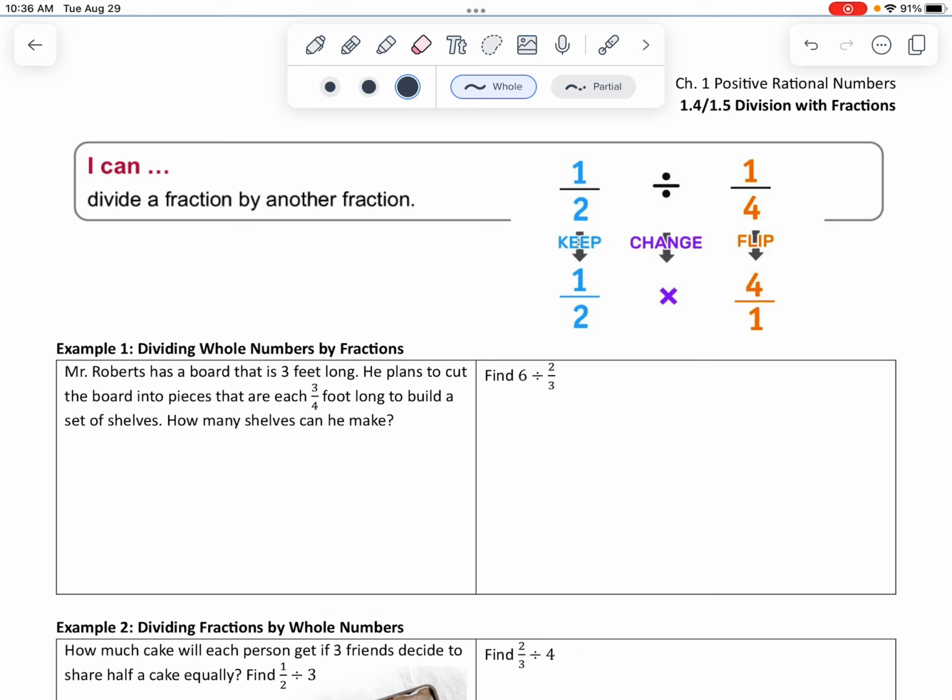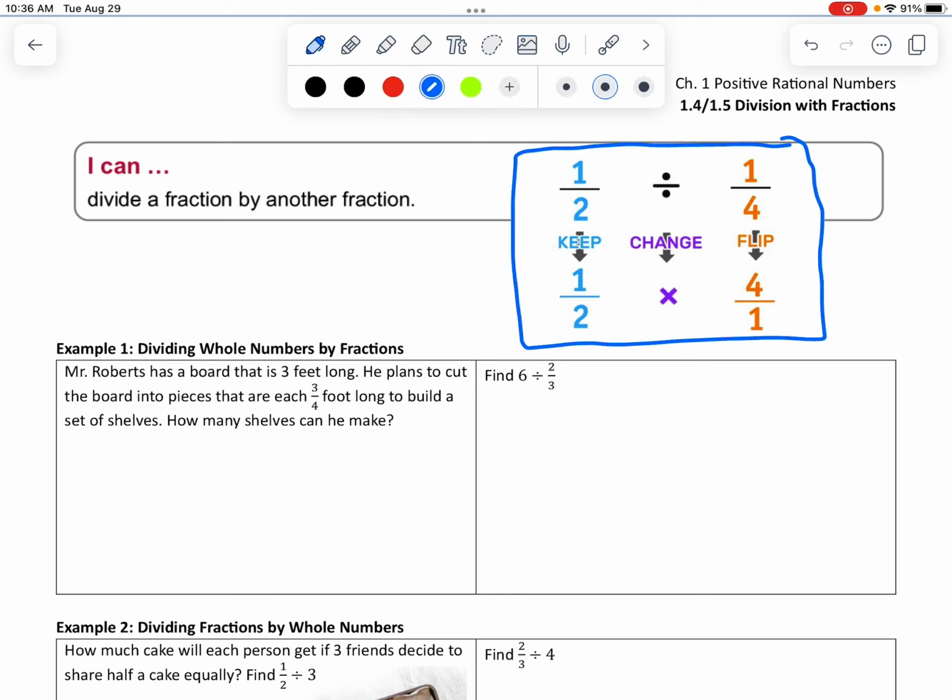Okay, dividing fractions is similar to multiplying fractions, except right here I have a graphic, and it says keep, change, flip. That is the key that we use when we divide fractions. So I usually write KCF, which is keep, change, flip, not KFC, very similar, but keep, change, flip.